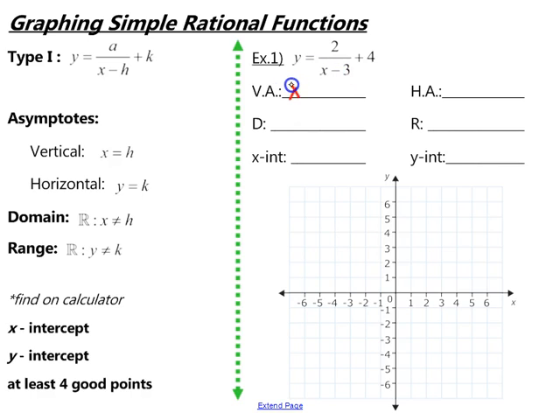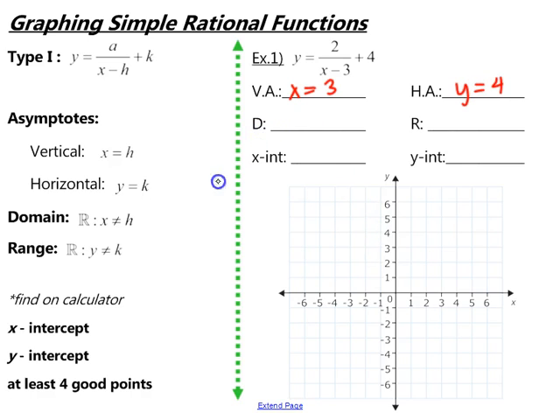So we have the equation x equals positive 3. The horizontal asymptote is going to be y equals k. Our k is a positive 4, so our horizontal asymptote is y equals positive 4.